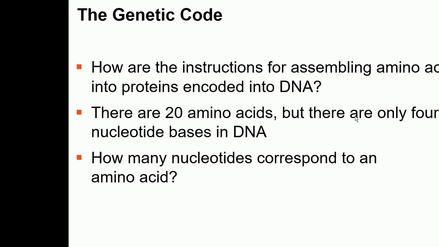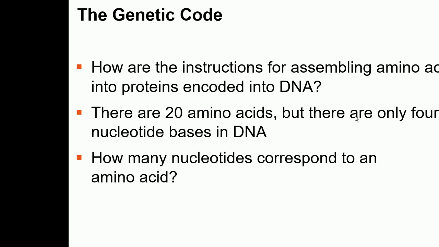So basically we know that there are 20 amino acids, and amino acids are the monomers of the proteins. So there are 20 amino acids, and there are only 4 nucleotides. So how does this whole system work? There are 20 amino acids, and there are only 4 nucleotides in the DNA. How is the information in DNA coded in the form of amino acids? So how are the instructions for assembling amino acids into proteins encoded into DNA?